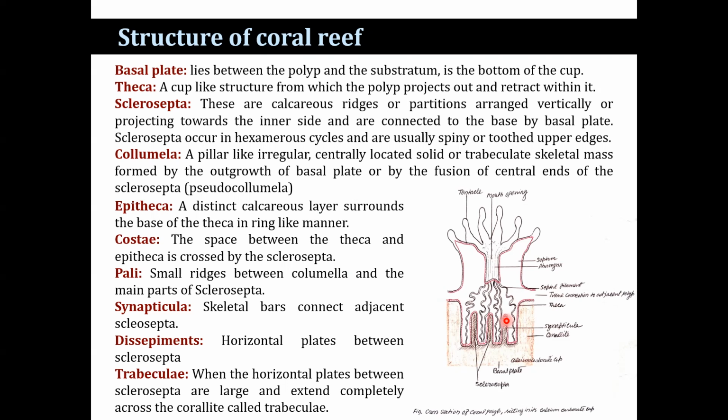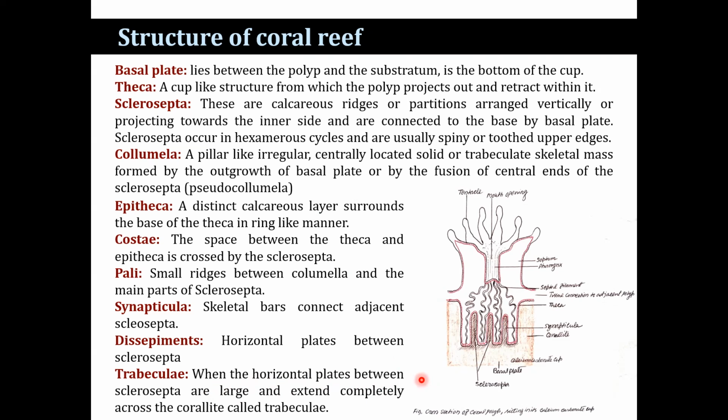Then the dissepiments, horizontal plates between the sclerosepta. And the last one is the tabulae, when the horizontal plates between the sclerosepta are large and extend completely across the corallite.